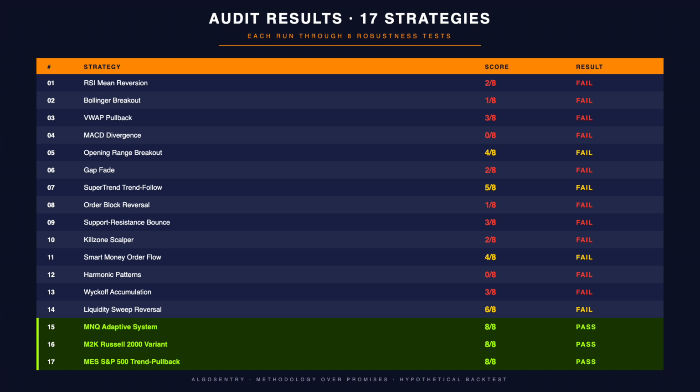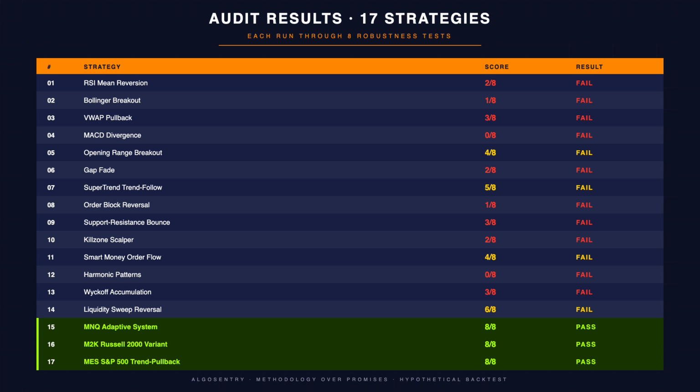Here's what I learned. The painful part. Most retail strategies, the ones sold in Discord groups, on YouTube, in courses, fail because they pass only 1 or 2 of these tests. And 1 or 2 is enough to look good in a backtest screenshot. A profitable equity curve. A win rate over 60%. A "we made you money in 2023" headline. But surviving 1 or 2 tests is not surviving the framework.